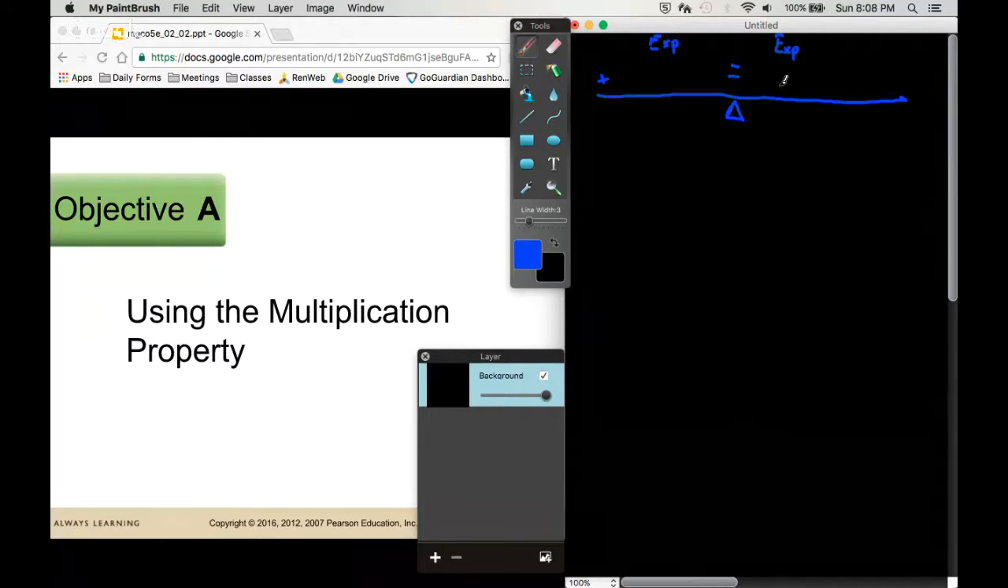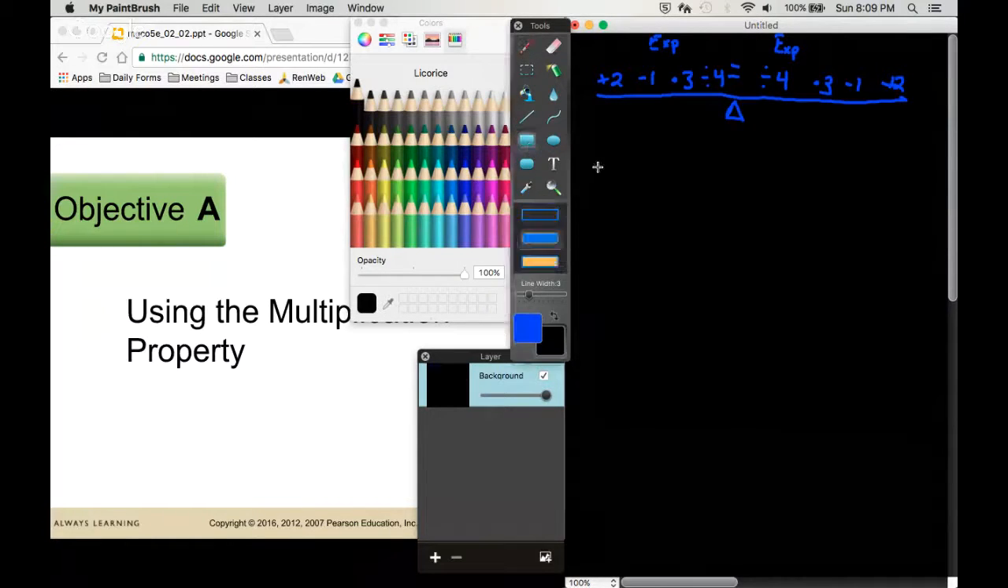So you can add the same thing so long as you add it to both sides. You can subtract something so long as you subtract it from both sides. What we're going to be looking at today is you can multiply something if you multiply it to both sides, or the inverse of that, you can divide something if you divide both sides. All right, so you have to keep this equation, this scale, balanced. Otherwise, it doesn't work.